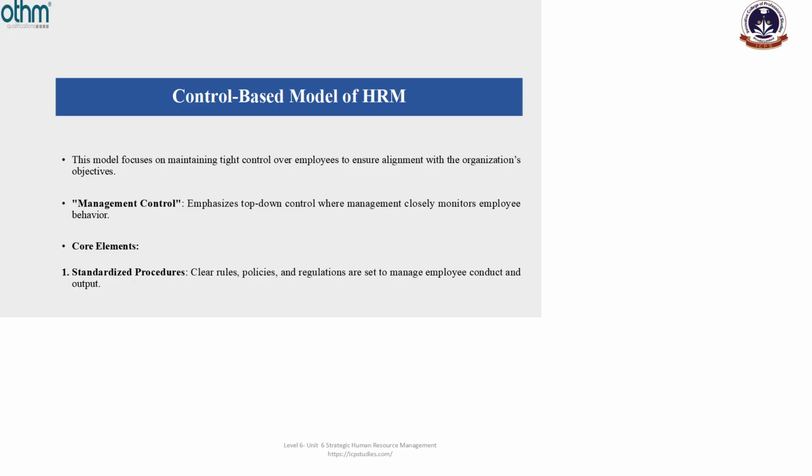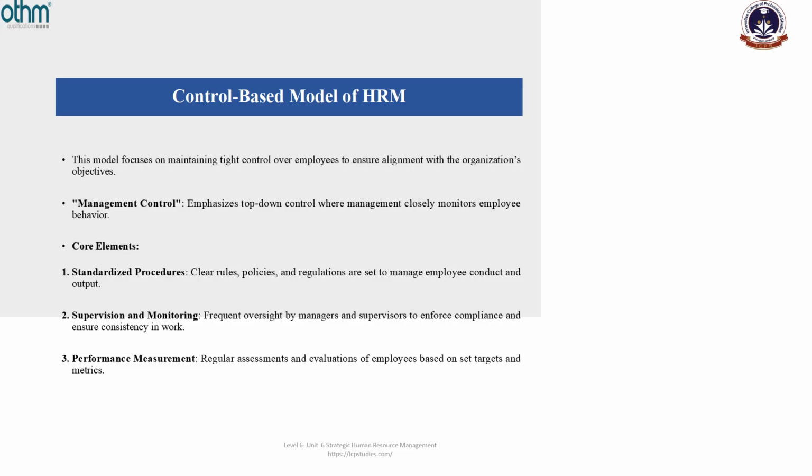First, we have standardized procedures, in which we have clear rules, policies, and regulations that are set to manage employee conduct and output. Then we have supervision and monitoring, in which we have frequent oversight by managers and supervisors to enforce compliance and ensure consistency in work. Then we have performance management, in which there are regular assessments and evaluations of employees based on set targets and metrics. And at last, we have limited autonomy, in which employees have little decision making power or flexibility, as control remains centralized with management.